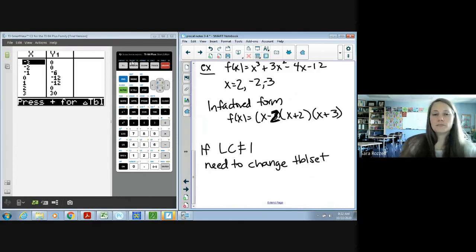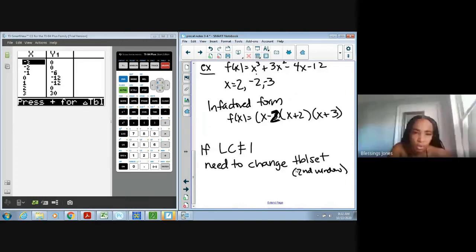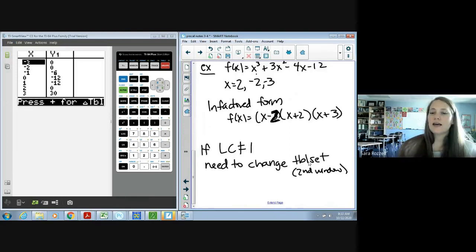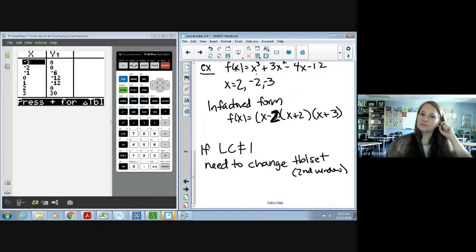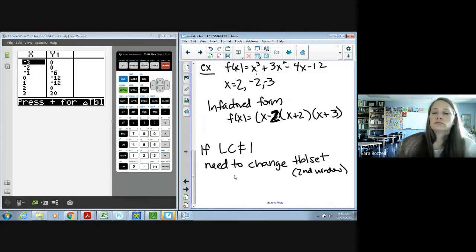And table set is above window, so that is second. Erase. That says TBLSET. It's the abbreviation for table. It's right above window. It's just hard for you to see that word right there. And you hit second window to get it.